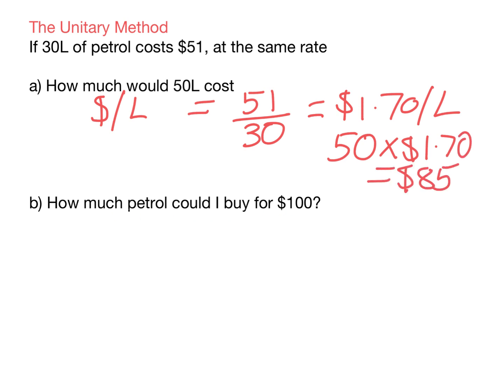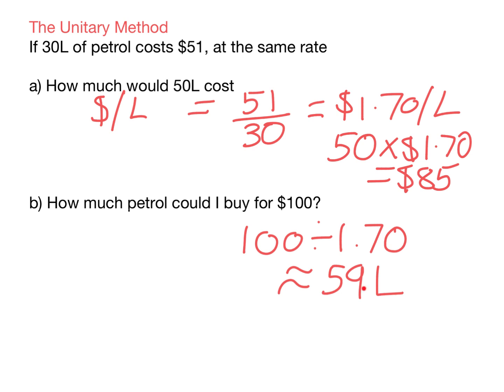So how much petrol could I buy for $100? So this time I am being asked to calculate how many litres. I'm calculating the second quantity. When we're calculating the second quantity in a rate, we divide. So it'll be 100 divided by $1.70. The answer I get is about 59. I've rounded it to the nearest whole number, and it will be litres. So about 59 litres would cost $100. So unitary method, calculate the rate first, which is the value of 1 unit.